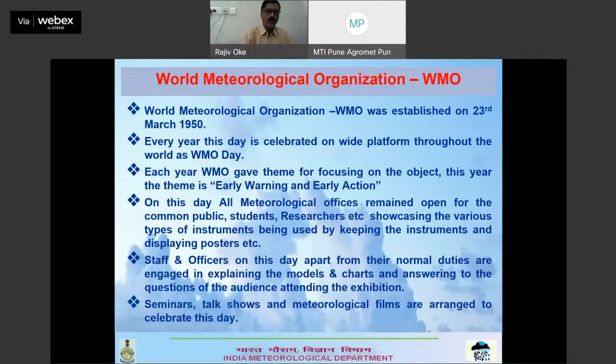On this day, all meteorological offices remain open for the common public, students, researchers, etc., showcasing the various types of instruments being used by keeping the instruments and displaying posters, etc. Staff and officers on this day, apart from their normal duties, are engaged in explaining the models and charts and answering the questions of the audience attending the exhibition. Seminars, talk shows, and meteorological films are arranged to celebrate this day.